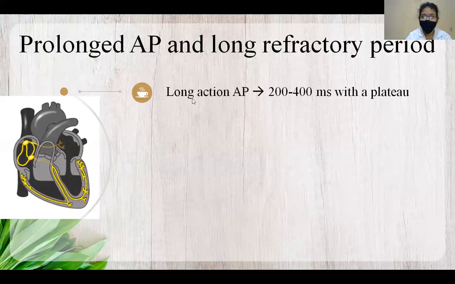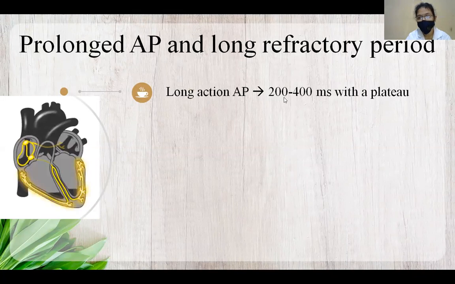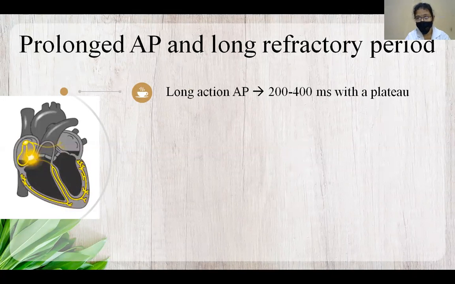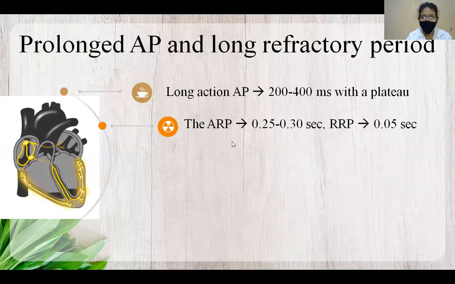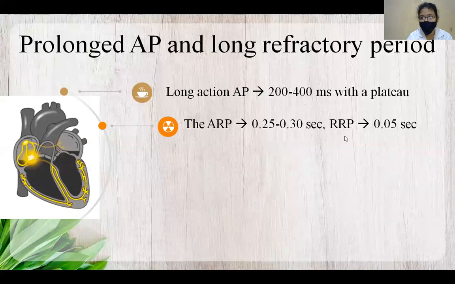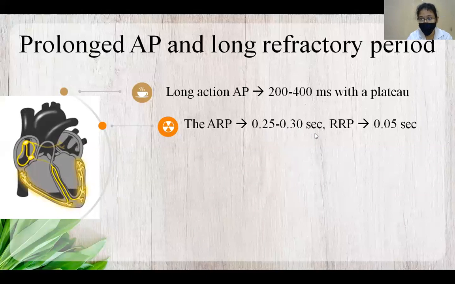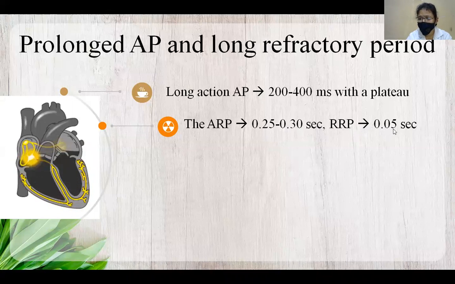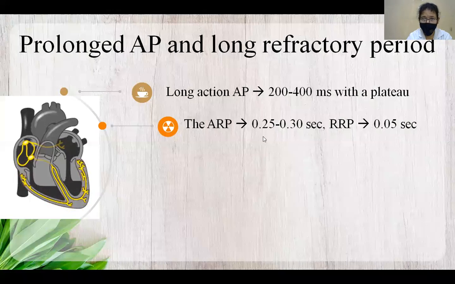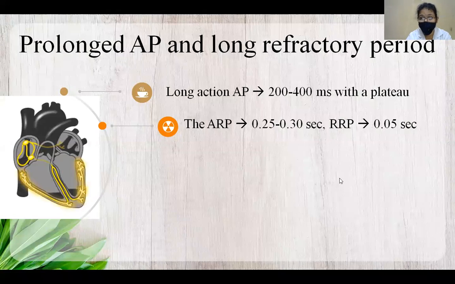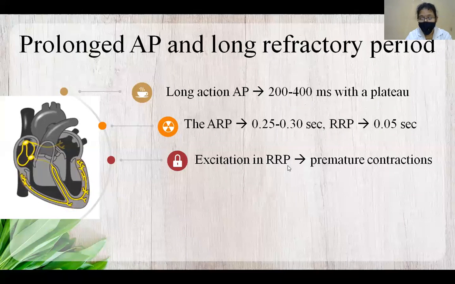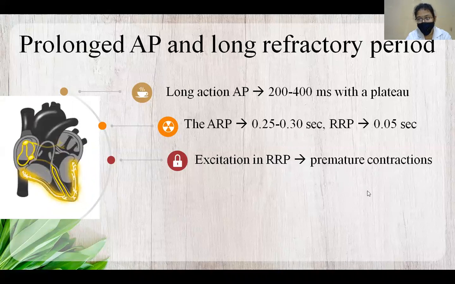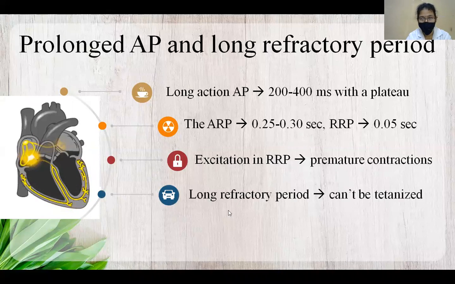Now in cardiac muscle, the action potential has a duration of almost 200 to 400 milliseconds, with a plateau. The absolute refractory period, if you look at the duration, is from 0.25 to 0.30 seconds, whereas the relative is very small, 0.05. So ARP is almost 5 times more than RRP. In the RRP, if you give a stimulus, it can cause excitation leading to premature contractions.